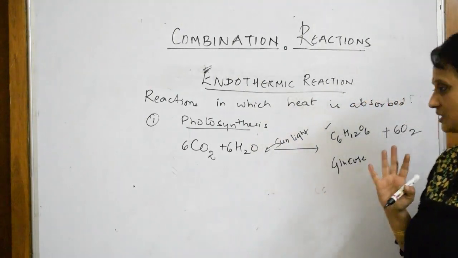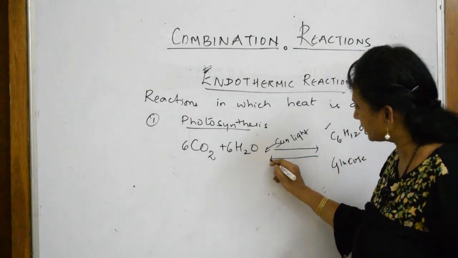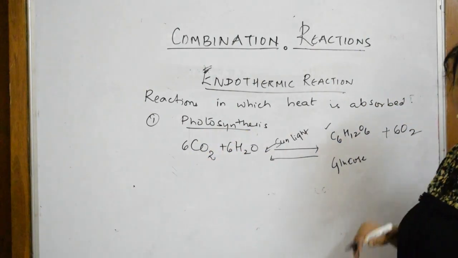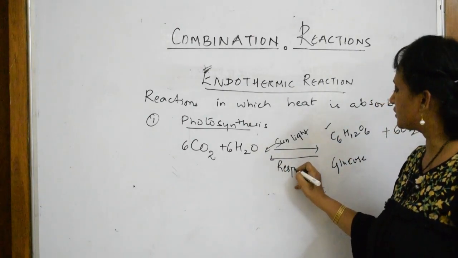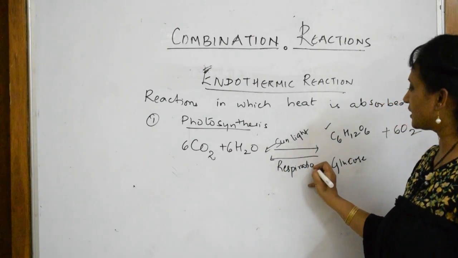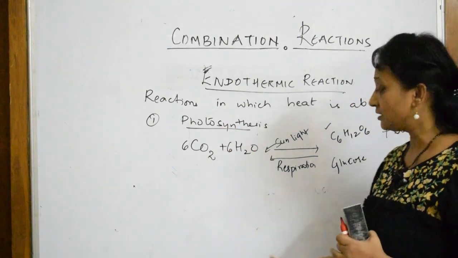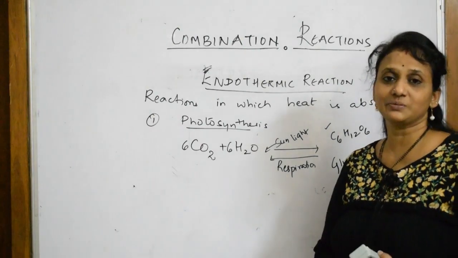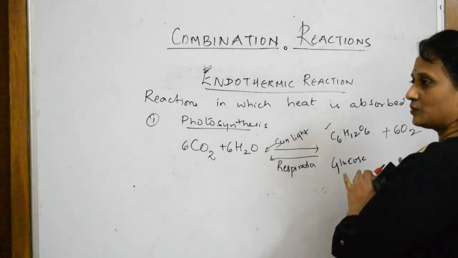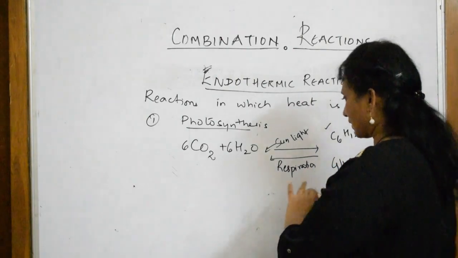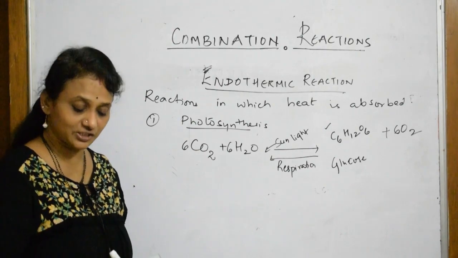Now what are you observing? Observe carefully. If I write in this order, it is photosynthesis. When I write in the reverse order, it is nothing but the respiration reaction, isn't it? So what am I trying to say? Photosynthesis is an endothermic reaction, and respiration is an exothermic reaction. Forward I get photosynthesis, backward I get respiration. So this is your photosynthesis reaction, right?